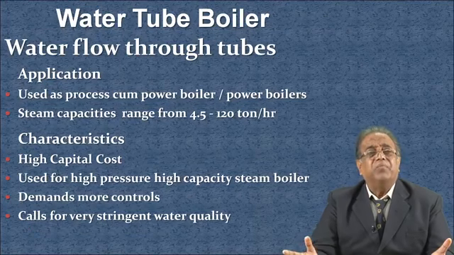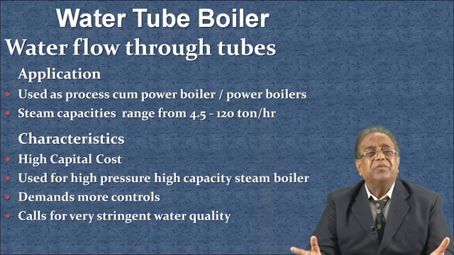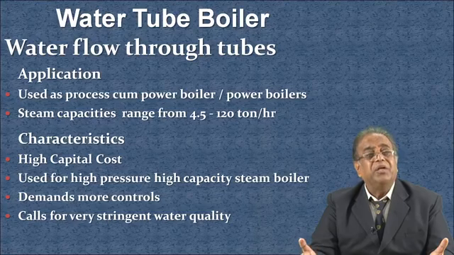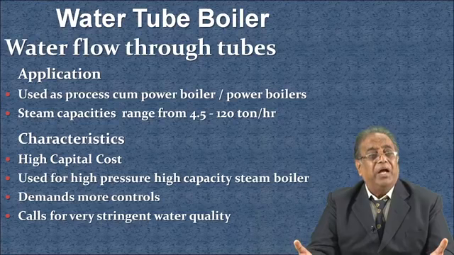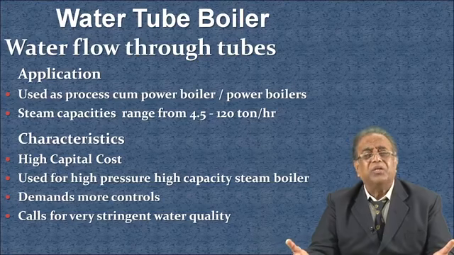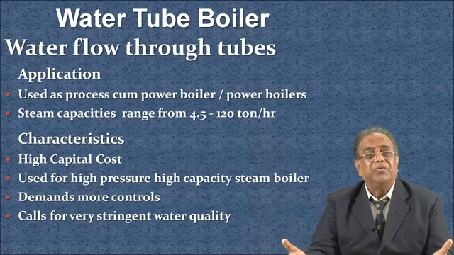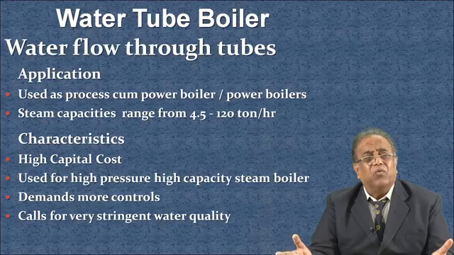There is another type of boiler, we call it the water tube boiler. When you consider a water tube boiler, water flows through the tubes. Application: used as process cum power boiler or power boilers, and steam capacities range from 4.5 to 120 ton per hour. Characteristics: high capital cost, used for high pressure, high capacity steam boilers, demands more control, calls for very stringent water quality.